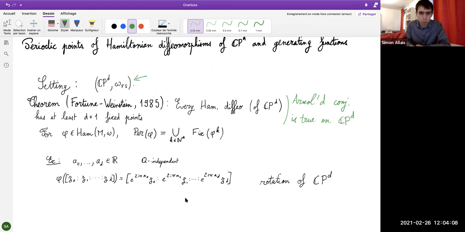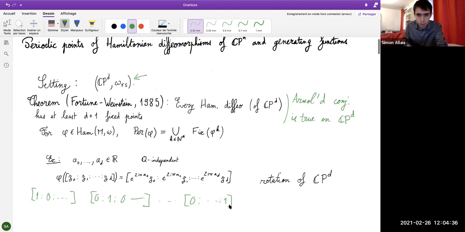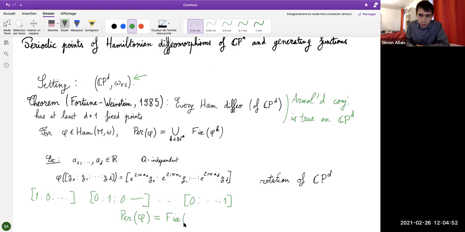It's generated by a quadratic Hamiltonian, and it only has D plus 1 periodic points, which are the projections of the canonical basis of C^(D+1). Those are the only periodic points, and there are D plus 1. Moreover, they are also the fixed points of phi. So we are in a special case where the periodic points of phi are exactly the fixed points of phi, and they are minimal in number according to the Fortune-Weinstein theorem. So we also see that this is a sharp theorem, of course.